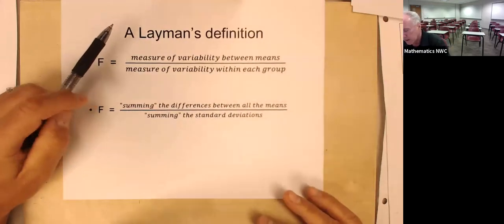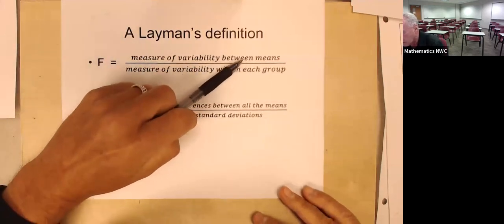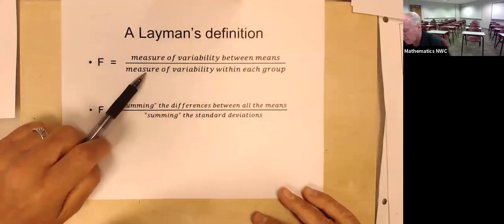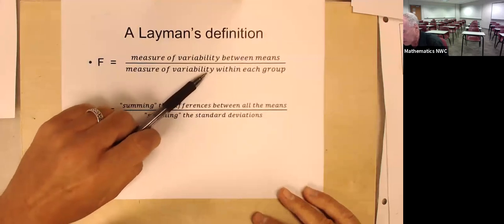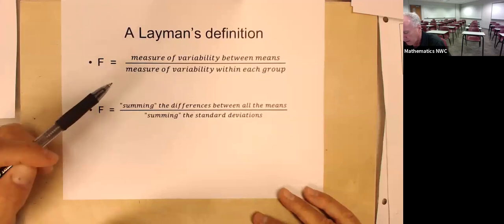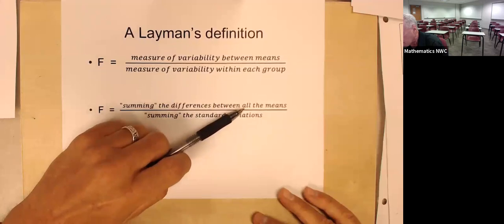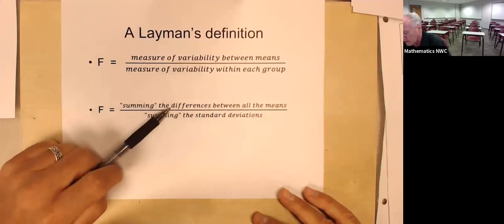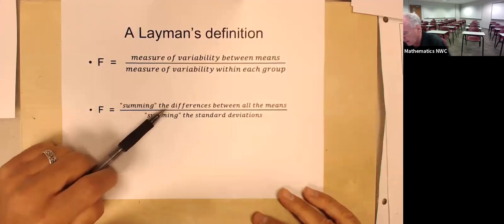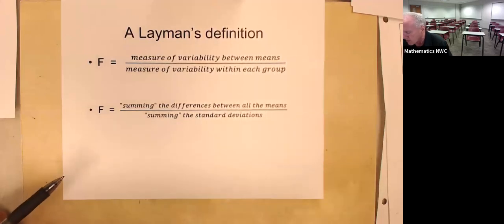A layman's definition of an F: we measure the variability between the means. This would be the means of each sample. We divide it by the measure of variability within each group. That's referring to the standard deviations within the group. Another way of saying it is we're going to be summing the differences between all the means. Differences, that would be like the first mean minus the second, first minus the third, second minus the third. That's if we had 3. And we're summing the standard deviations.